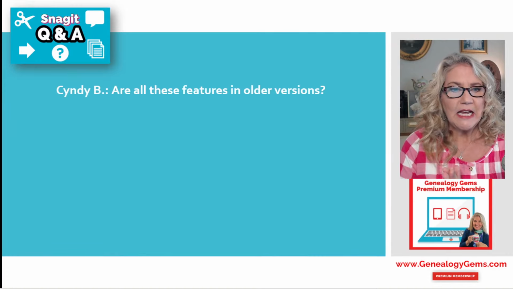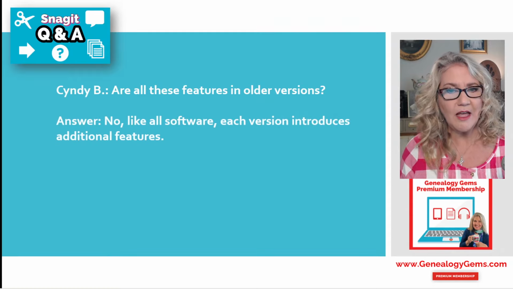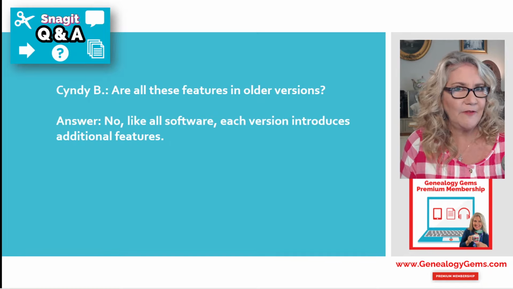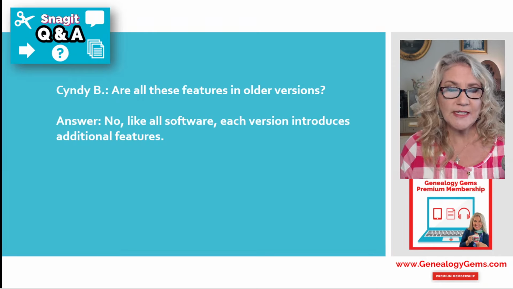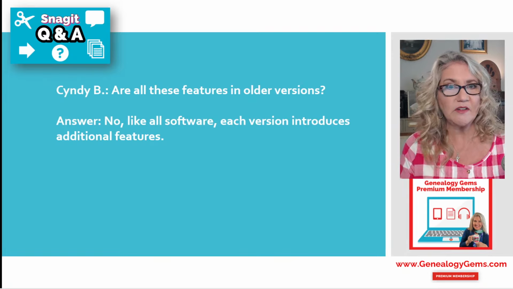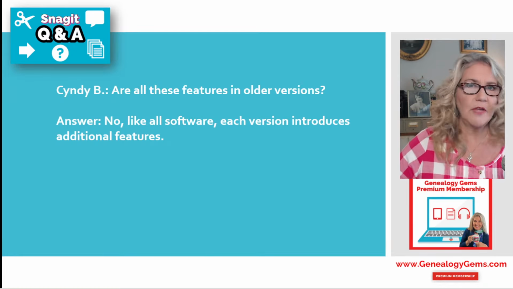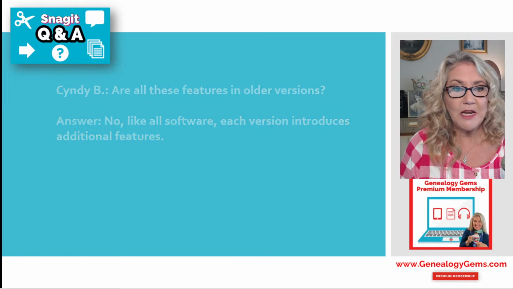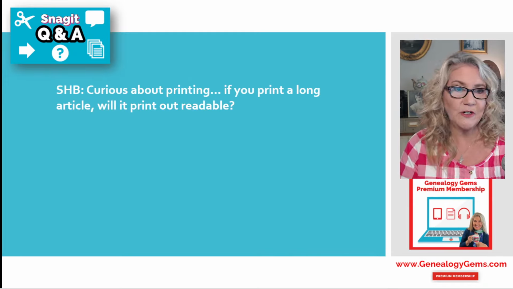All right, Cindy asks, are all these features in the older versions? And the answer is no, they're not. Like all software, each version, of course, has new and improved features. Templates is a very new feature. So one of the cool things, though, is that when you purchase Snagit, you'll probably notice they'll offer you the option of a maintenance plan. So it'll say, hey, you're going to automatically, for a few dollars more, get the next however many versions of Snagit. And I tell you, they keep coming up with amazing things that it can do. So you might want to look at that upgrade on the maintenance feature.